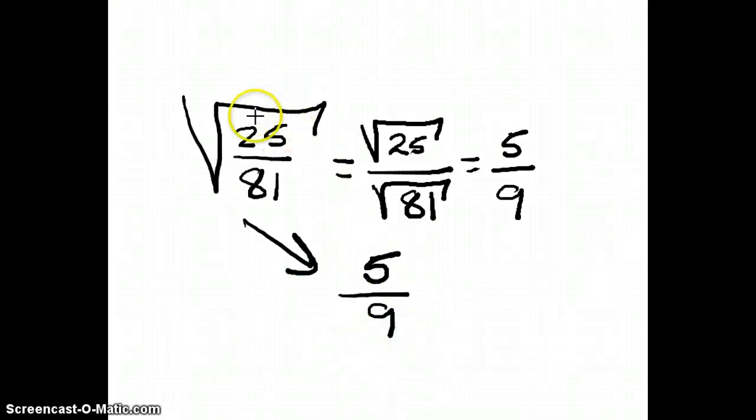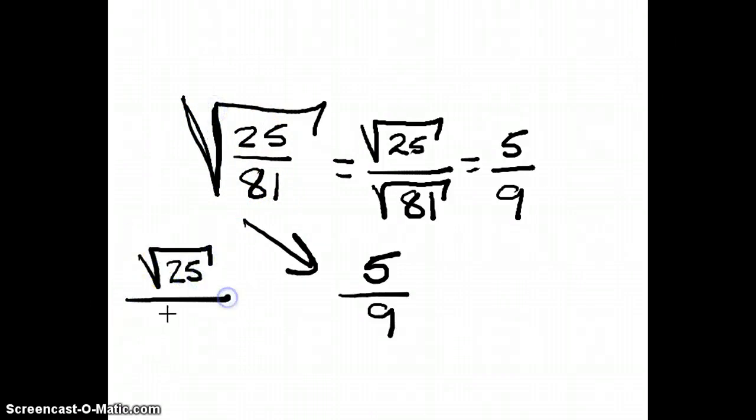But all this is saying is take the square root of the numerator, the square root of the denominator. Please make sure they're really asking for you to find the square root of both. This is not the same as this. This says square root of 25 over 81. This says the square root of the fraction 25 over 81. Make sure we understand the difference.